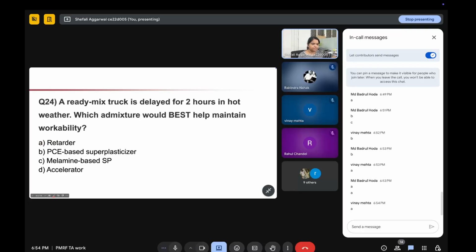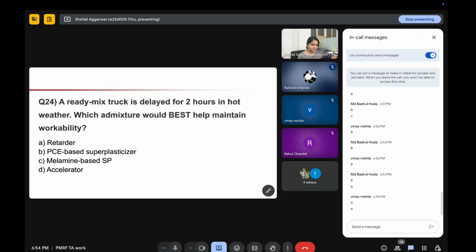A ready mix truck is delayed for 2 hours in hot weather. Which admixture do you think would best help to maintain the workability of your mixture? Retarder, PC superplasticizer, melamine, PC. Correct.